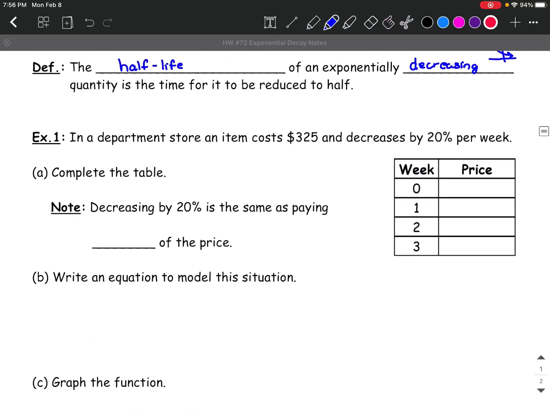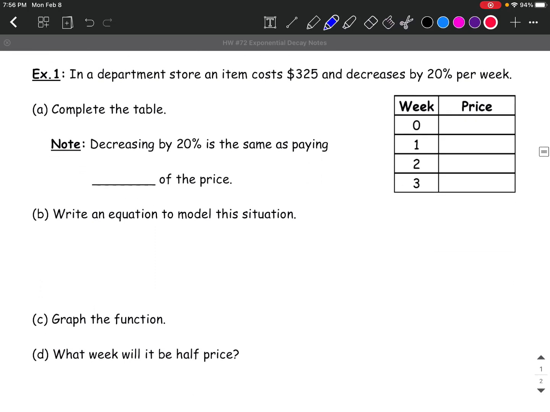Now let's take a look at our first exponential decay problem here. So here we have, in a department store, an item costs $325 and decreases by 20% per week. So we want to complete this table, and we know the price at the beginning is $325. Now, in order to fill in the price for each week, we would have to multiply by the growth factor, or in this case, it's going to be the decay factor.